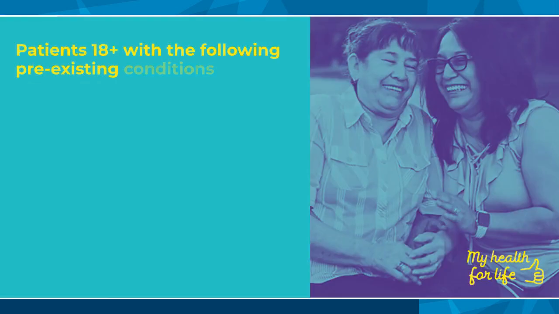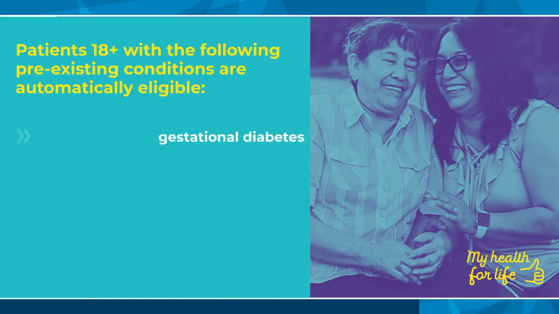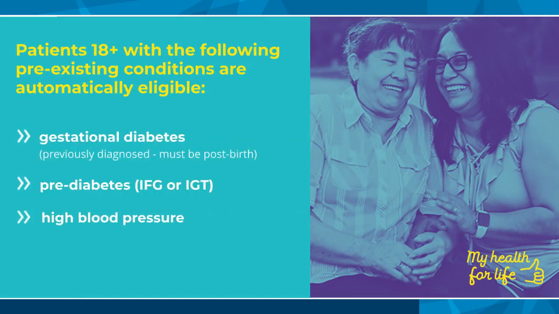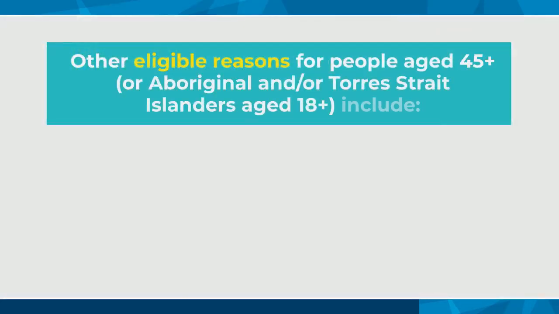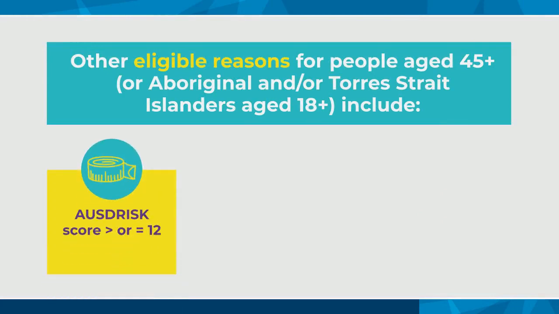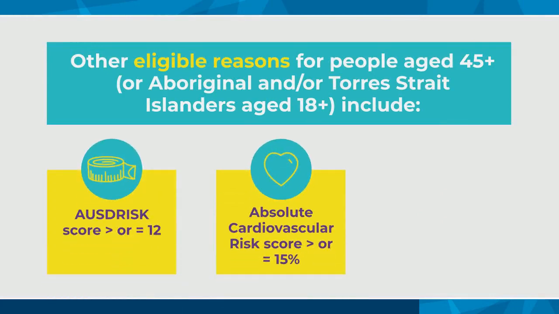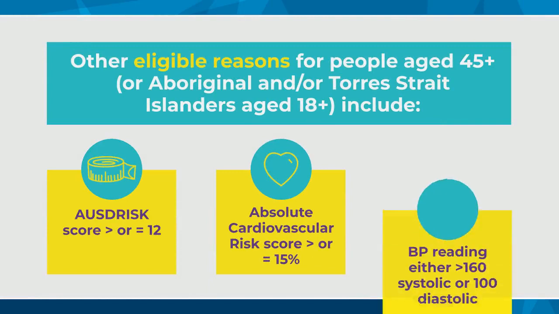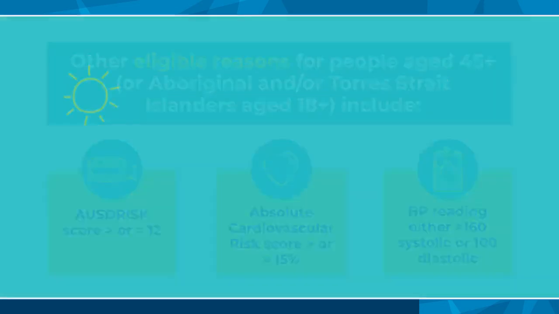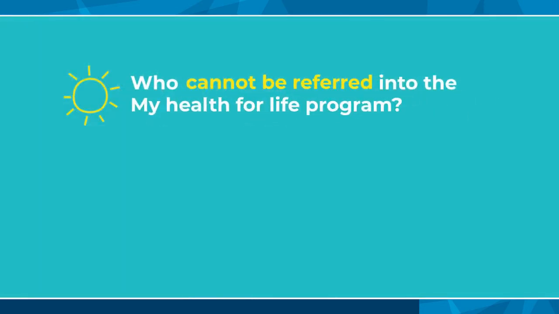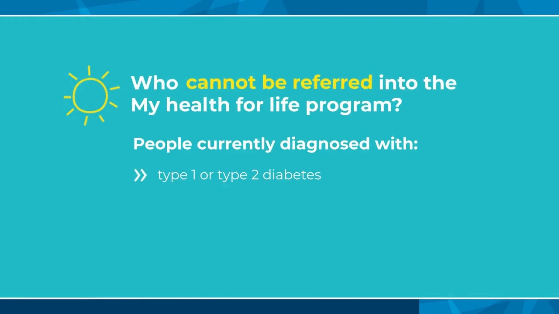Patients with the following existing conditions are automatically eligible: gestational diabetes, pre-diabetes, high blood pressure and high cholesterol. Patients are also eligible if they have an OS risk score of over 12, an absolute cardiovascular risk score of above 15, or a BP reading of either over 160 systolic or 100 diastolic. However, patients that are currently diagnosed with type 1 or type 2 diabetes, heart disease, or chronic kidney disease are not currently eligible for the program.